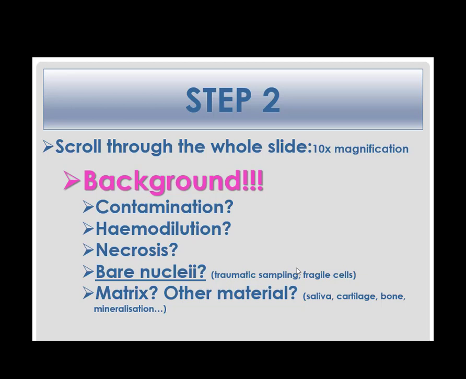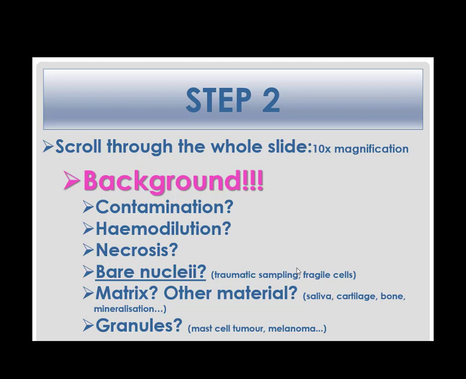For example, is there a blue lake, which is compatible with saliva, or a pink homogeneous material compatible with cartilage or bone, or a fibrous material, which can indicate collagen, and can orientate your diagnostic towards a mesenchymal origin? Is there any mineralization? All this is important to note, even though technically speaking, it is not associated with the cells themselves. Are there any granules? For example, in identifying a mast cell tumour or a melanoma.